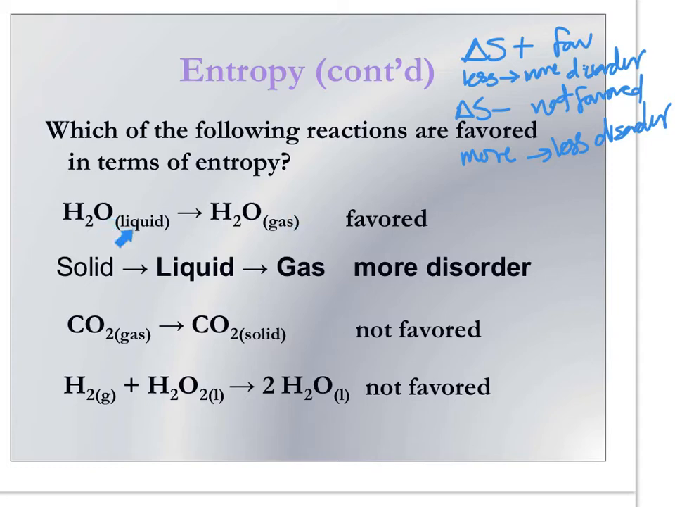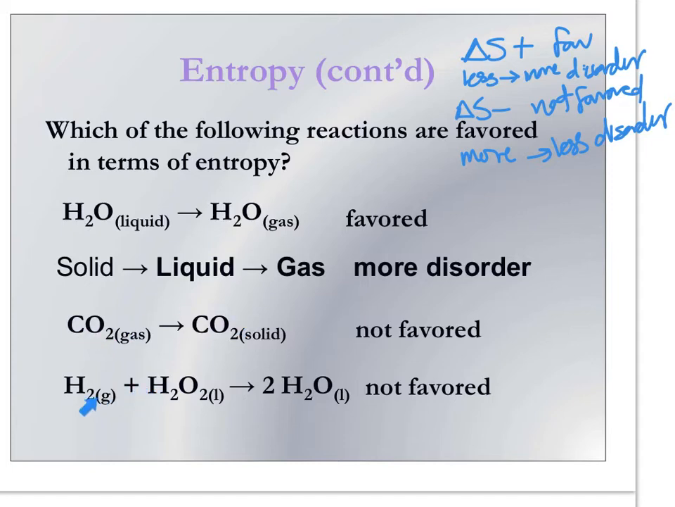So as you go from solids to liquids to gases, you are becoming more and more disordered, and that would be favorable. Going the other way, like from gas to liquid to solid, that would not be favored in terms of entropy. Okay, next one, CO2 gas to CO2 solid. That one is not favored. The reason is gases are more random than solids. Solids are in this nice ordered crystal with repeating patterns, right? That's very, very low entropy compared to this one, and so that would not be favored.